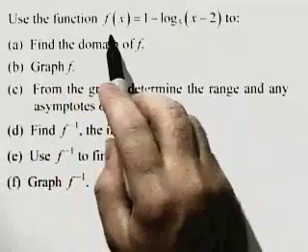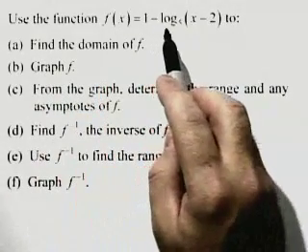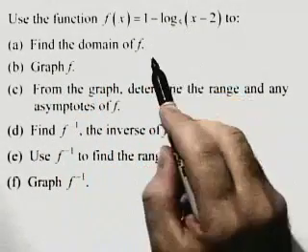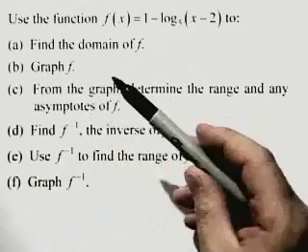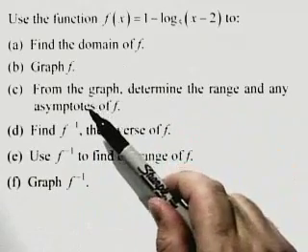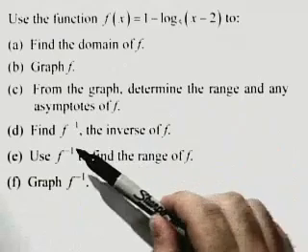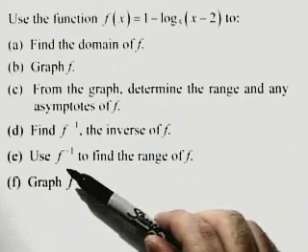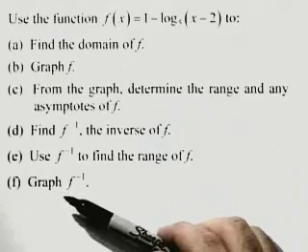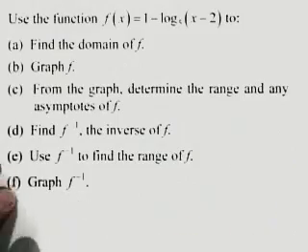In this problem, we're going to examine a logarithmic function. We're going to use the function f of x equals 1 minus log base 5 of x minus 2 to find the domain of the function, graph the function. From the graph, determine the range and any asymptotes. Find the inverse function. Use the inverse to find the range of the function. And then lastly, graph the inverse.